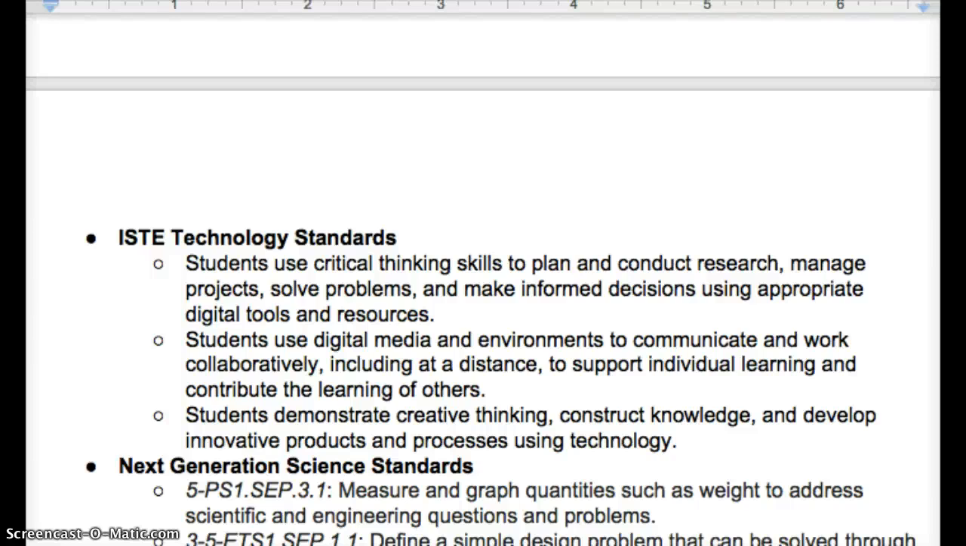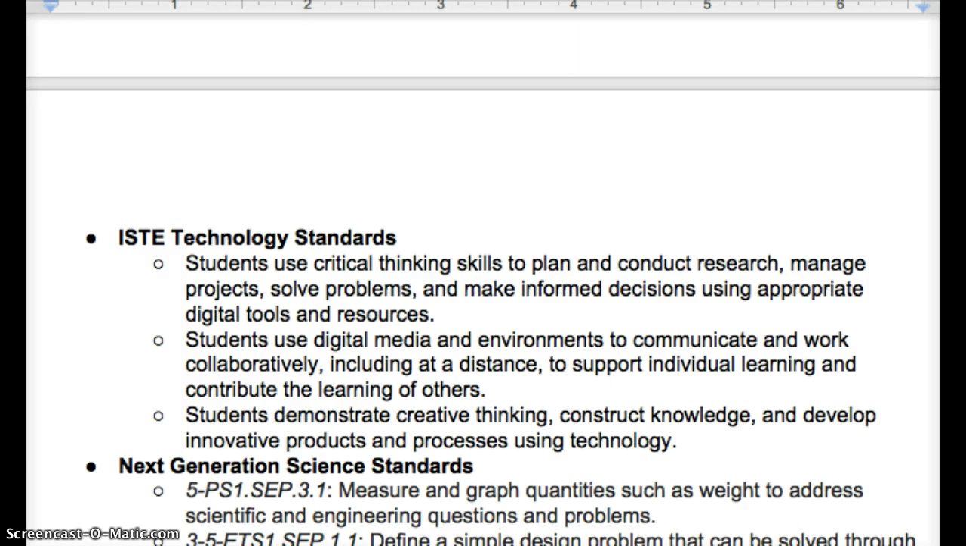Okay, the second part of this one, building off of what we were talking about, my lesson plan. I wanted to address the ISTE standards. I found a couple of correlations with the project. In order to do the project successfully, students need to use critical thinking skills to plan and conduct research in which they are generating the variables, manage projects, solve problems, and make informed decisions using appropriate resources.